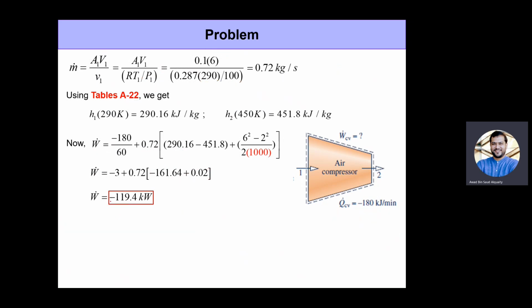Okay, so therefore we can say that since work out is negative 119.4, it basically means that power is entering the system and work is entering the system. So the work in should be equal to 119.4 kilowatt, or the rate of power input should be equal to 119.4. Okay, so that's it for now.